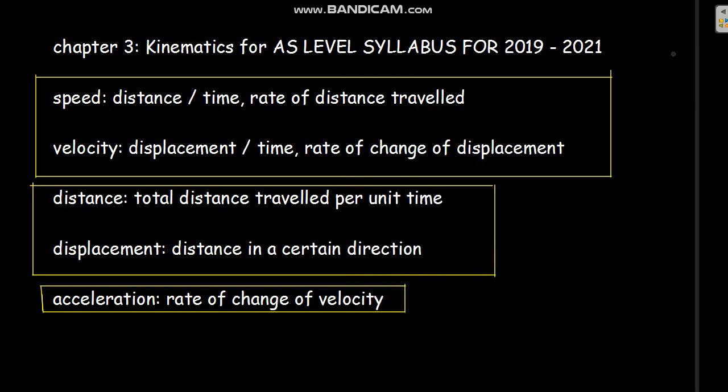This is going to be chapter 3 of kinematics for the AS level syllabus for 2019 to 2021. So before I teach chapter 3, there are some things you should know already during your GCSE. You should know the difference between speed and velocity, and the difference between distance and displacement. You should know the definition of all these words I mentioned here.